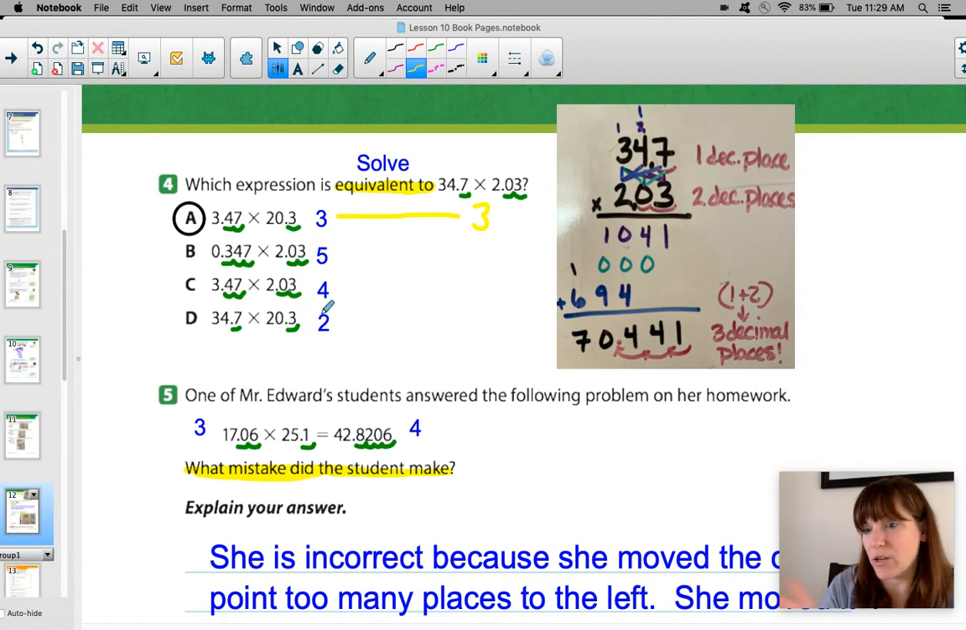So I know without even multiplying that choice A has to be equivalent just simply by counting the decimal places. But of course, if you wanted to multiply and actually find the match, by all means, you can do that. And so you should be looking for a choice that equals 70 and 441 thousandths, because that's what this is equivalent to. So when it says equivalent to, that just means solve.